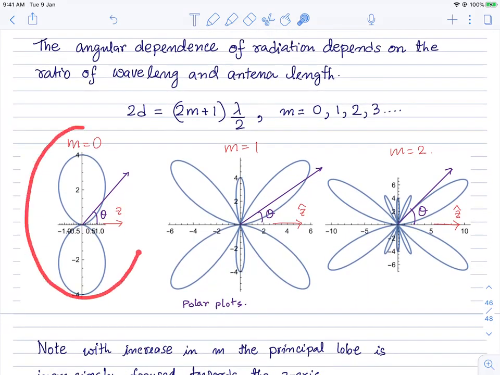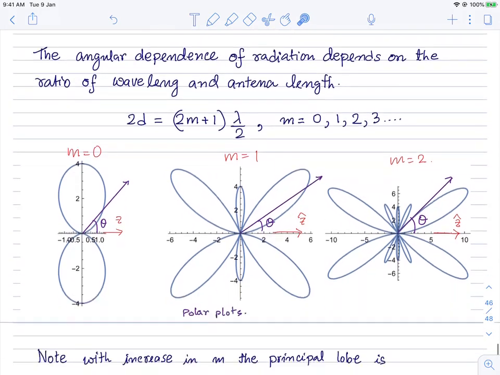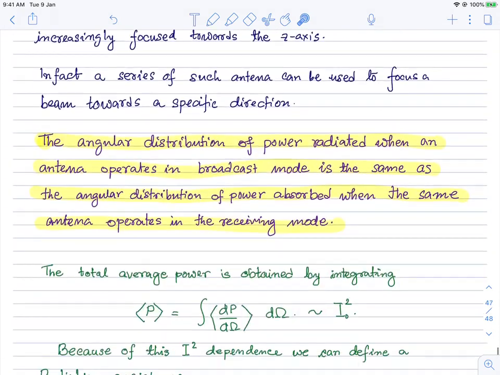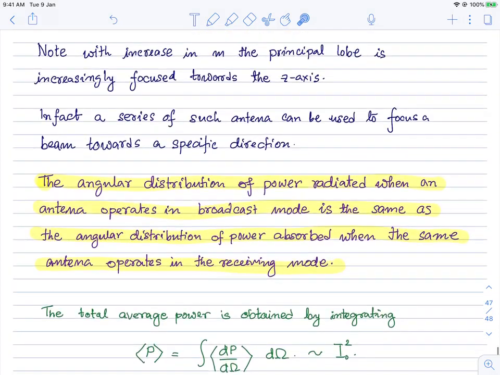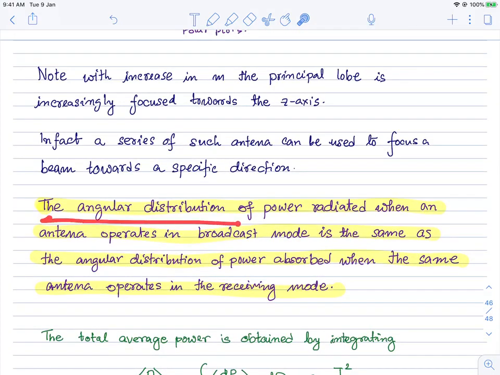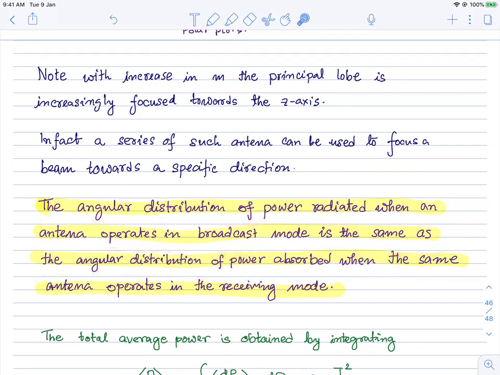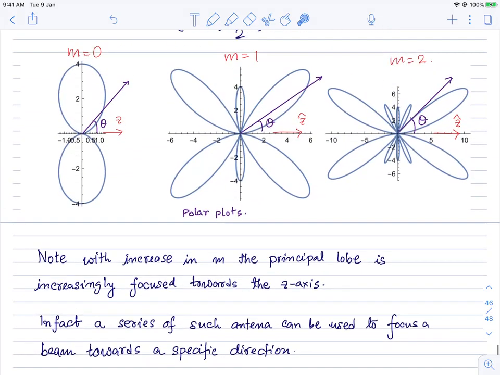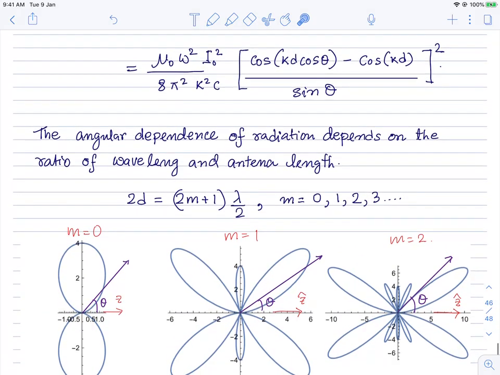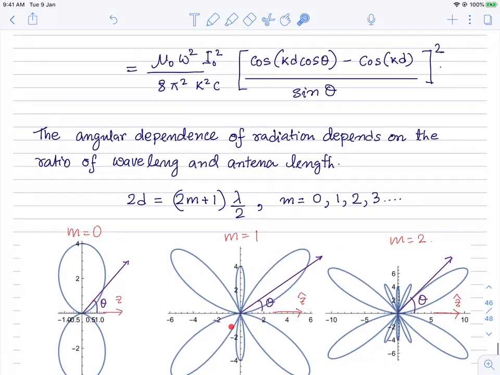Now it so happens that antennas have this emission profile. The angular distribution of the power radiated when an antenna is operating in the broadcast mode is pretty much the same angular distribution as when the power is absorbed.